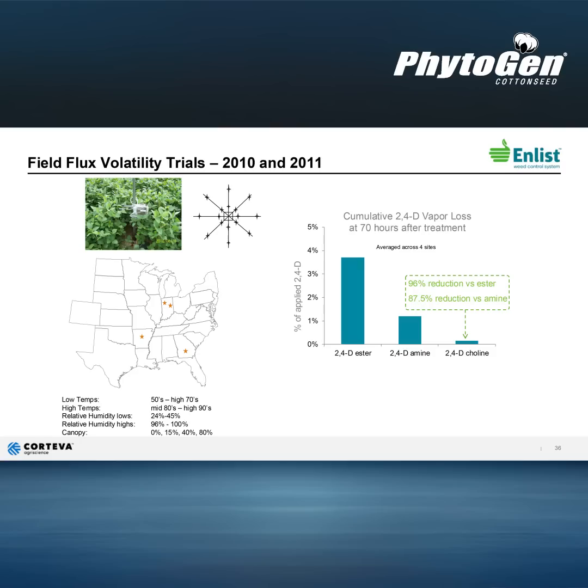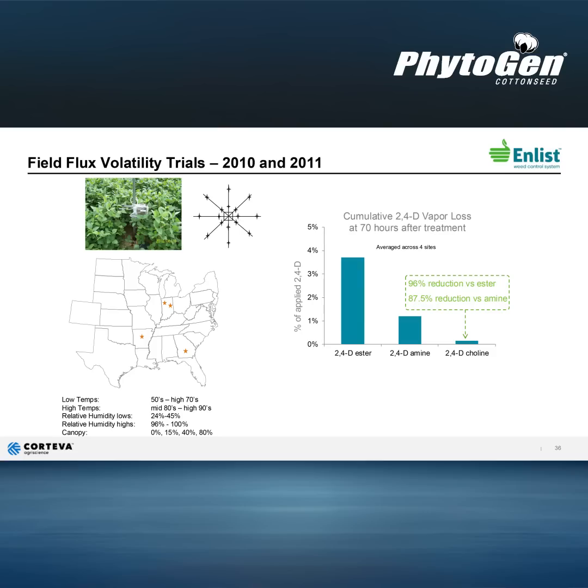In addition to the lab and small plot studies, large plot volatility studies were conducted in cotton throughout the South over multiple years. In this set of data in these trials, anywhere from 2 to 5 acres were sprayed with 2,4-D ester, 2,4-D amine, and 2,4-D choline, as well as 2,4-D choline plus glyphosate. Temperature ranges anywhere from the mid-80s to the upper 90s, and relative humidity highs reached up to 100%.